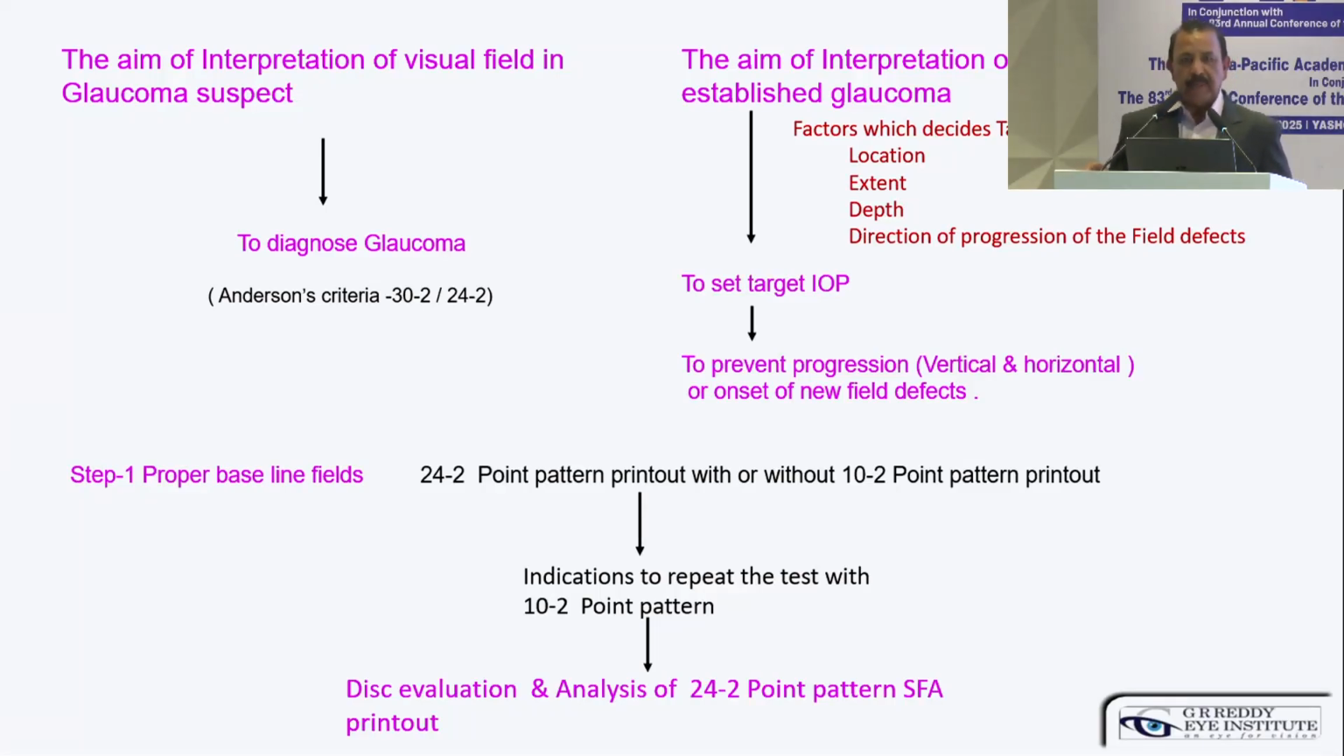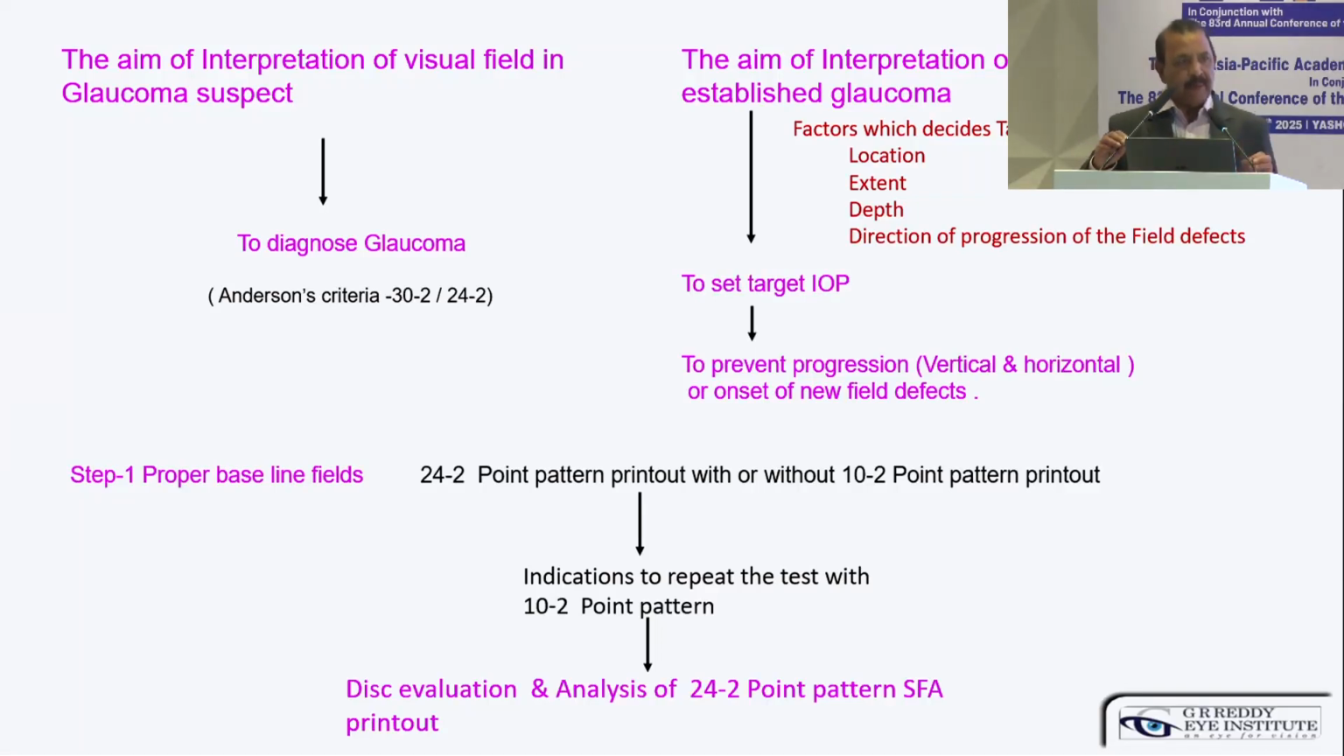And the aim in interpretation of visual field in an established case of glaucoma is to set the target IOP depending on the field defect: the location of the field defect, extent of the field defect, depth of the field defect, and the direction of progression of the field defect. Taking into consideration all these things, we set the target IOP to prevent further progression and to prevent the onset of new field defects. So for this interpretation, you must have proper baseline fields.